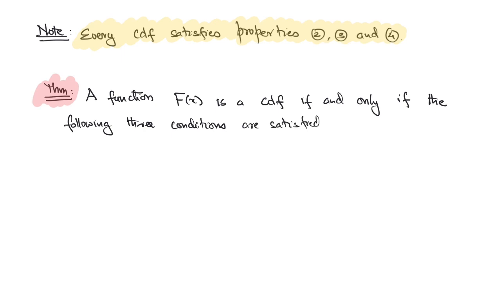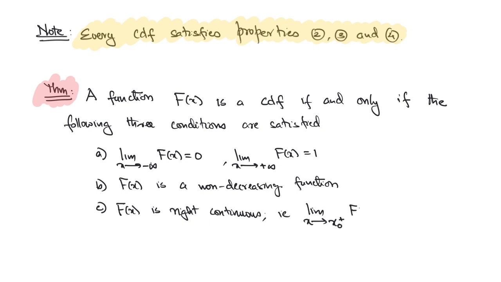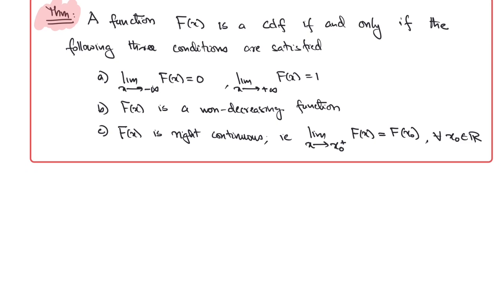The first being that the limit as x goes to negative infinity of F(x) has to be equal to 0, and the limit as x goes to positive infinity of F(x) has to be equal to 1. F(x) has to be a non-decreasing function, and F(x) has to be right continuous. That is, the limit as x goes to x_0 from the right of F(x) is equal to F(x_0) for all x_0 inside R.